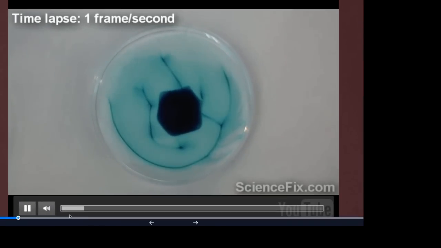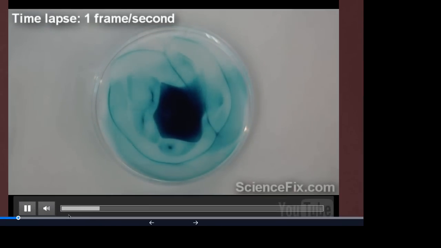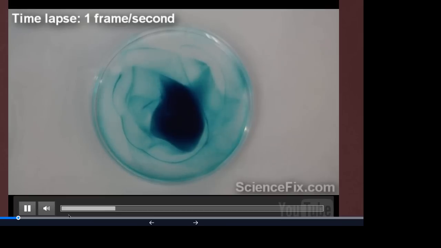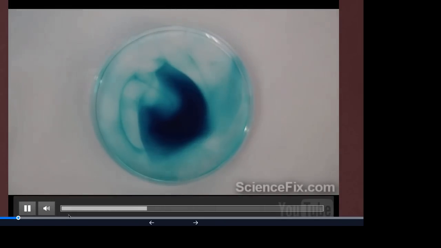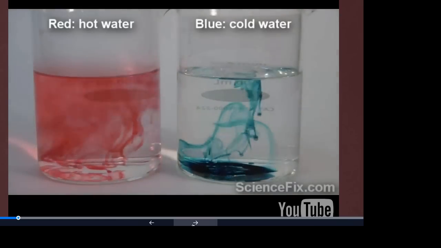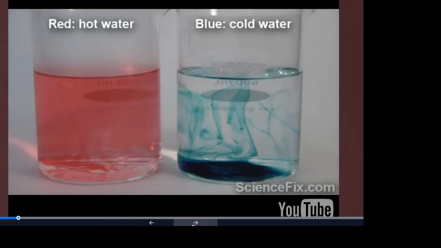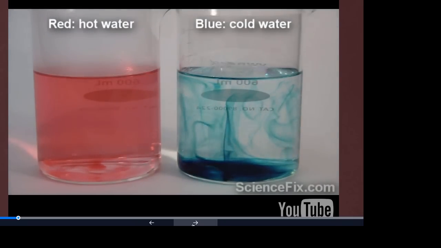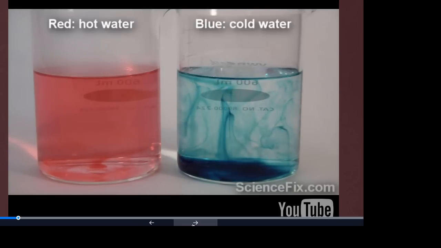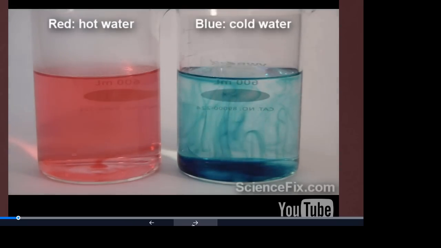Into a petri dish full of water. This is to show diffusion in action. With diffusion, the particles of food coloring move from an area of higher concentration to an area of lower concentration over time. In the beaker to the left is hot tap water, and the beaker on the right is cold tap water. You can see how temperature affects the rate of diffusion. With higher temperatures, the rate of diffusion is higher, and with lower temperatures, the rate of diffusion is lower.